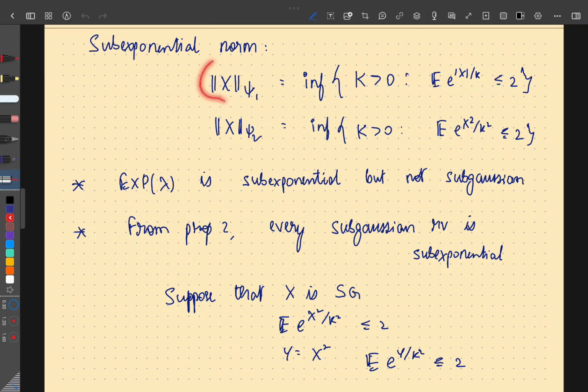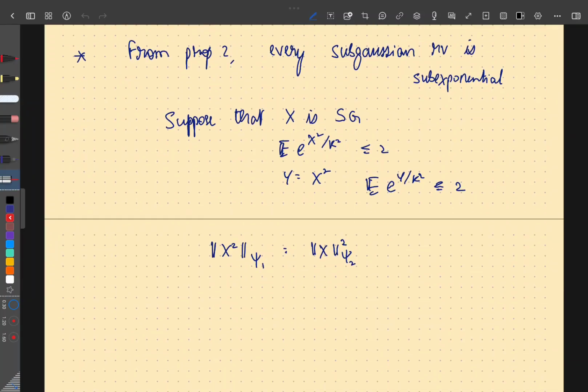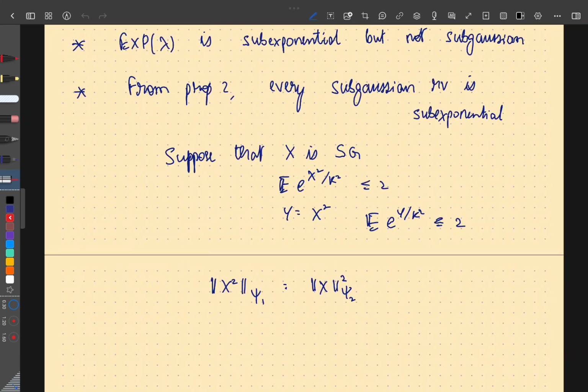So, the norm of alpha times x is mod alpha times the norm of x, and it also satisfies a triangle inequality, and the sub-exponential norm is strictly positive for any non-zero random variable. Right? And we saw towards the end an interesting property that if x is sub-Gaussian, then x square is sub-exponential. And the sub-exponential norm of x square is just equal to the sub-Gaussian norm of x the whole square.